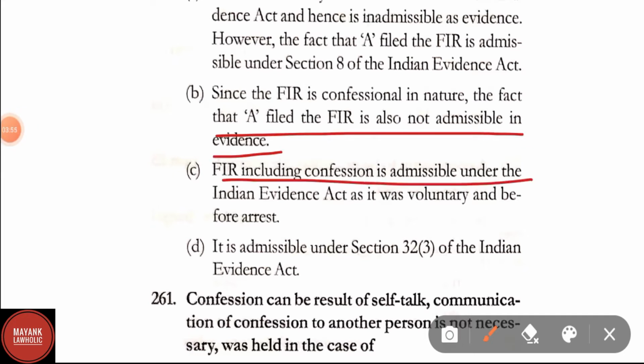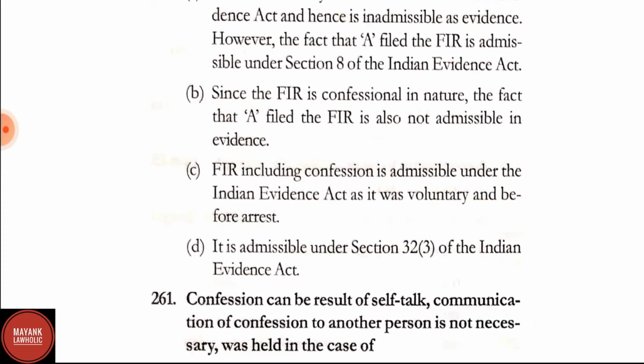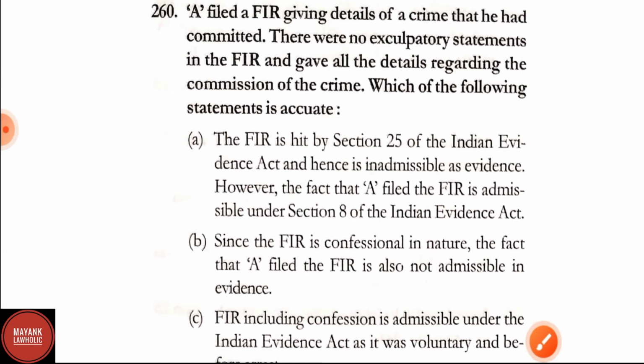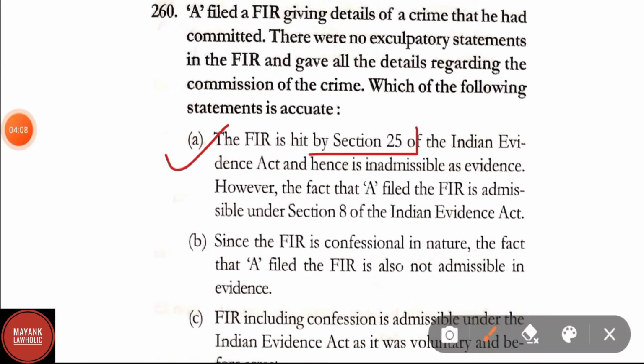Statement C. The FIR including confession is admissible under the Indian Evidence Act as it was voluntary and before arrest. Option D. It is admissible under section 32 clause 3 of the Indian Evidence Act. Here only statement A is correct. The FIR is hit by section 25 of the Indian Evidence Act, hence it is inadmissible as evidence. However, the fact that A filed the FIR is admissible under section 8 of the Indian Evidence Act.